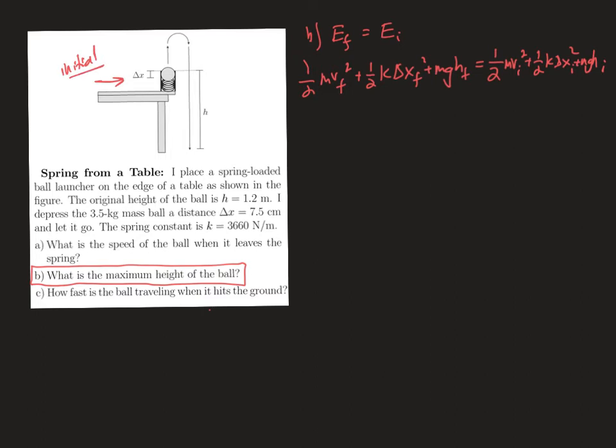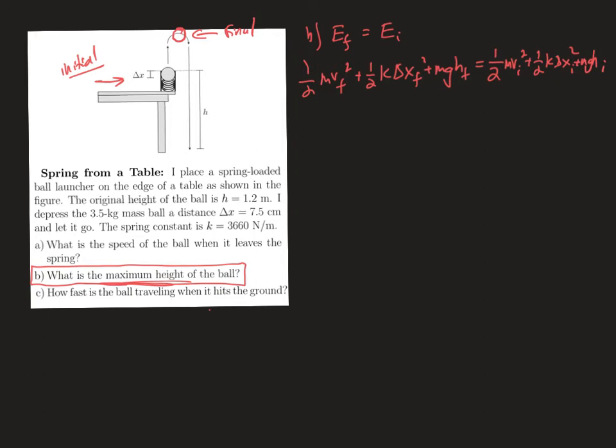So the ball is still depressed a distance delta x on the spring. There's spring energy and there's also potential energy due to gravity. And I'm going to take the final state as the ball is right up here at the top, because that's where the ball is at its maximum height.